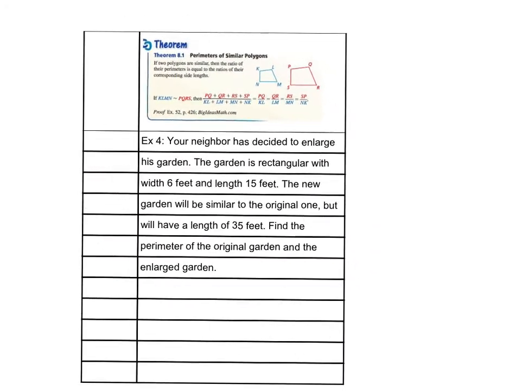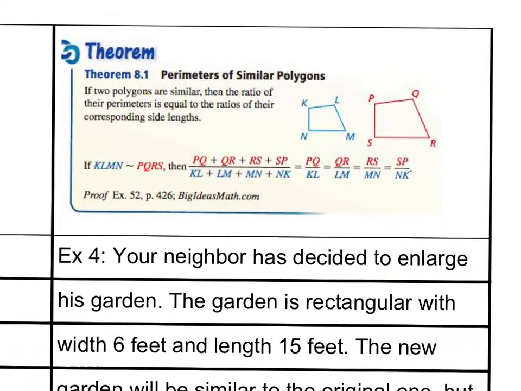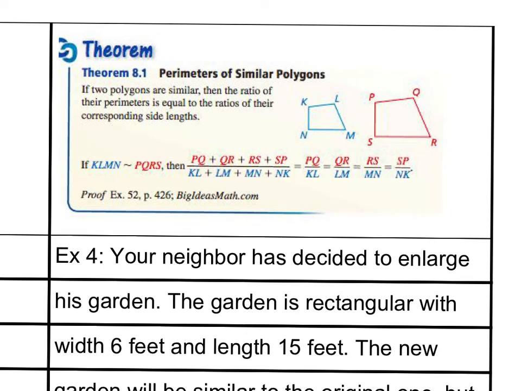Okay, so here's a theorem. It's called the perimeter of similar polygons. If two polygons are similar, then the ratio of their perimeters is equal to the ratio of their corresponding side lengths.